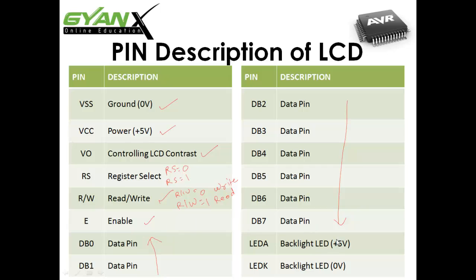And the last are LED-A and LED-K. LED-A means LED anode and LED-K means LED cathode. These pins are used to give the supply to the backlight of the LCD display, so that the content of the LCD display can be viewed in the dark also. So this is the pin description of the LCD.